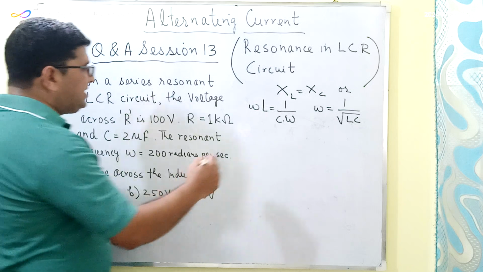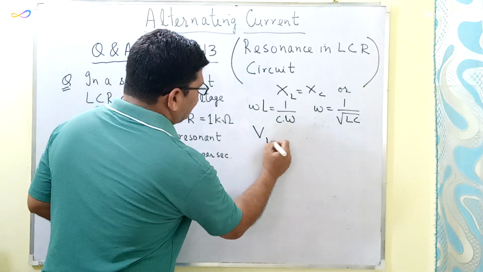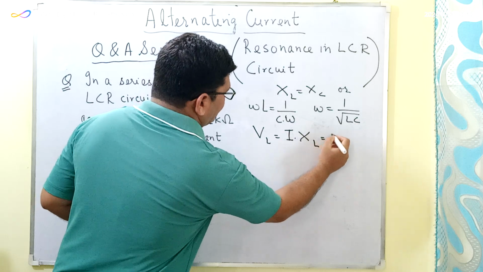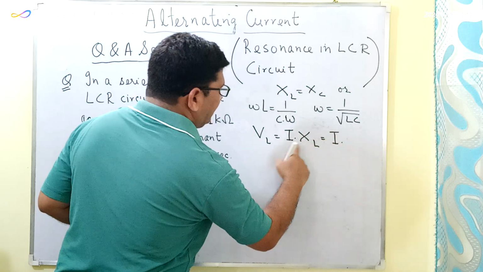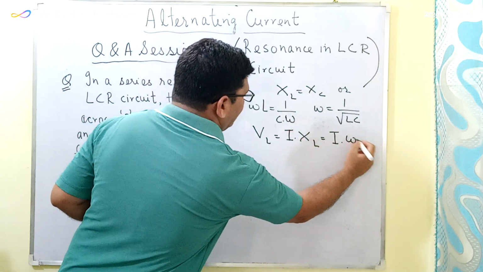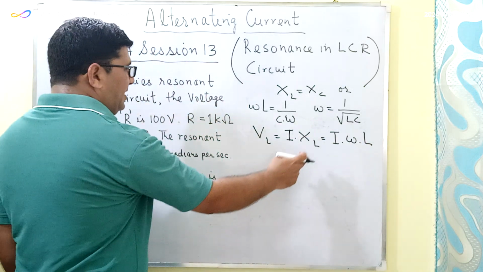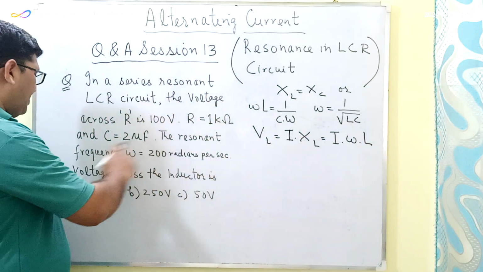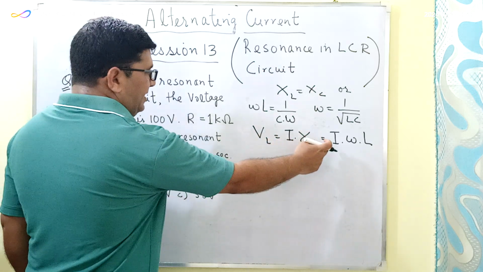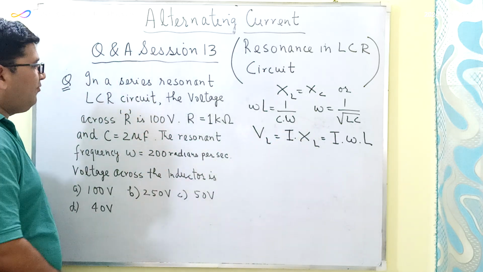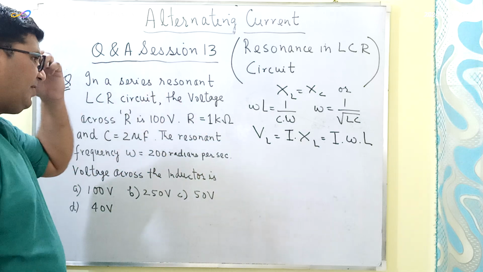Now the voltage across the inductor, that is VL, is equal to I XL. This can be further written as I into XL, where XL is equal to omega into L, where L is the inductance of the inductor, omega is the resonant frequency, and I is the current which is flowing in the circuit. Now we first of all try to find the value of I.